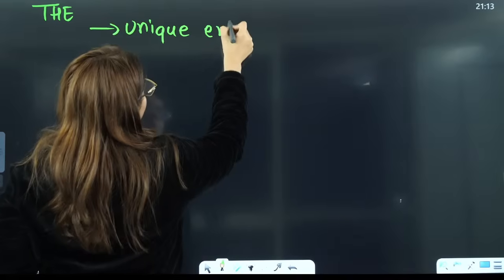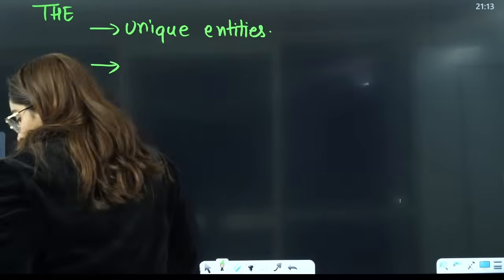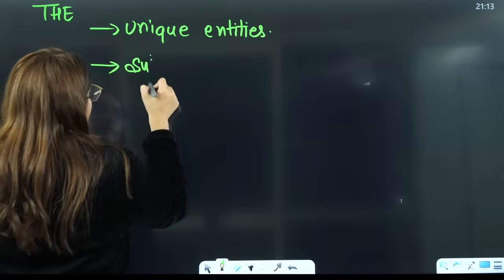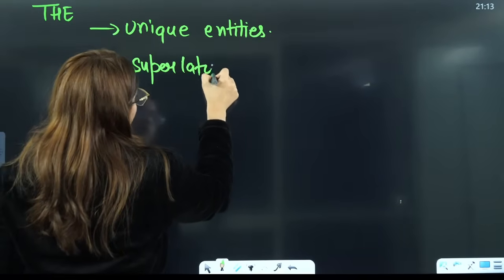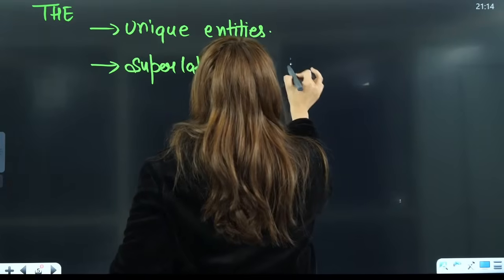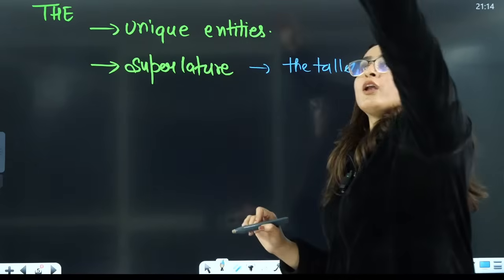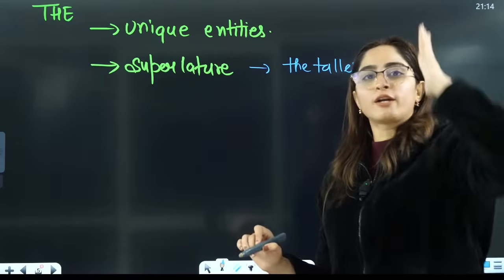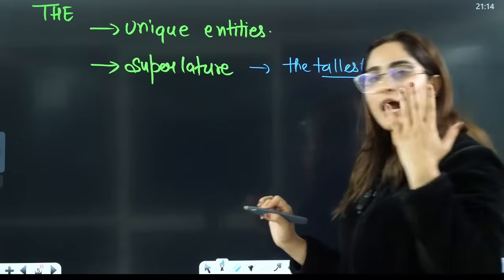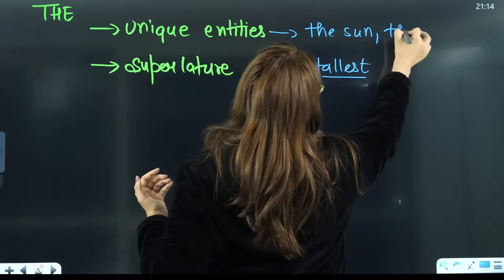Unique entities. Okay. Then you have superlative. Superlative means if I say he is the tallest, that means I am saying tall, taller, tallest, short, shorter, shortest. In front of that you use the. Unique entities means the sun, the moon. These are unique.